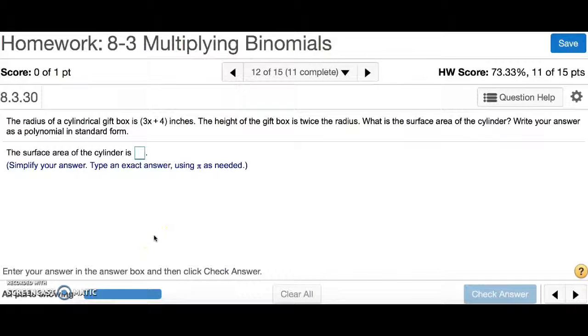So the radius of a cylindrical gift box is 3x plus 4 inches. The height of the gift box is twice the radius. What is the surface area of the cylinder? Write your answer as a polynomial in standard form.